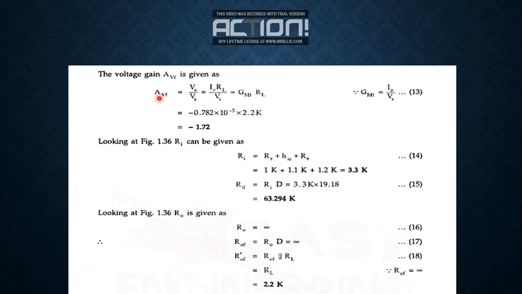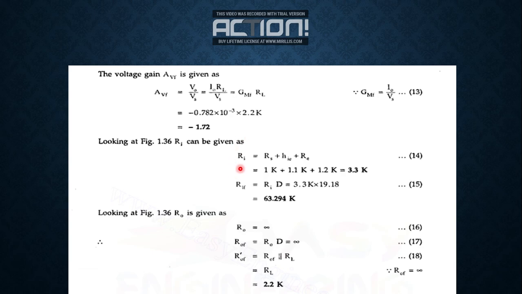Then AVF is nothing but the voltage gain with the feedback. So we have to include V0 by Vs, where V0 is equal to I0 into RL, divided by Vs. We already saw that I0 by Vs is equal to GMF. So AVF is equal to GMF into RL. We have calculated GMF. RL is already given in the circuit, so we can easily substitute and find out the AVF.